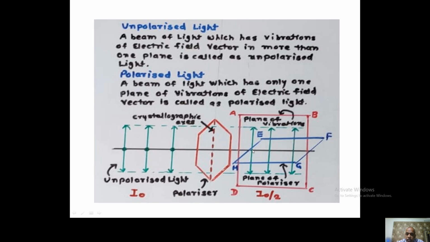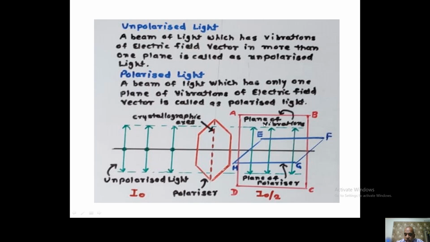Now see here, there is no dot, and only the line is there. That means the vibration of the electric vector is along only one line, which is parallel to the crystallographic axis and perpendicular to the propagation of light.